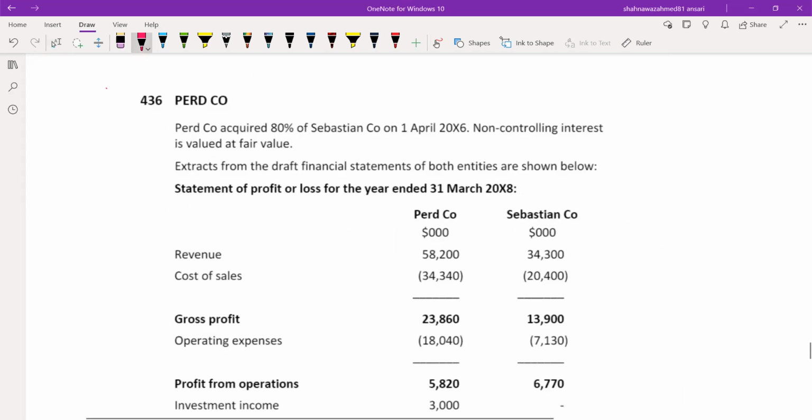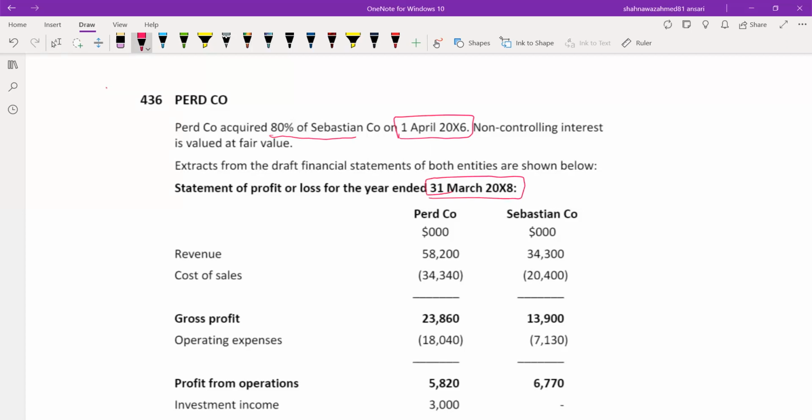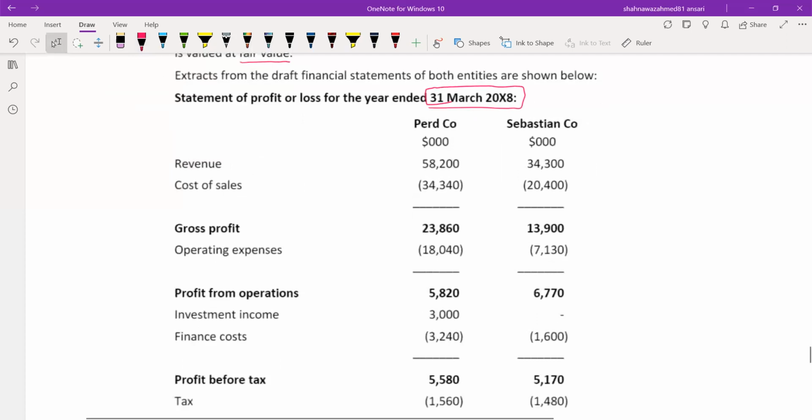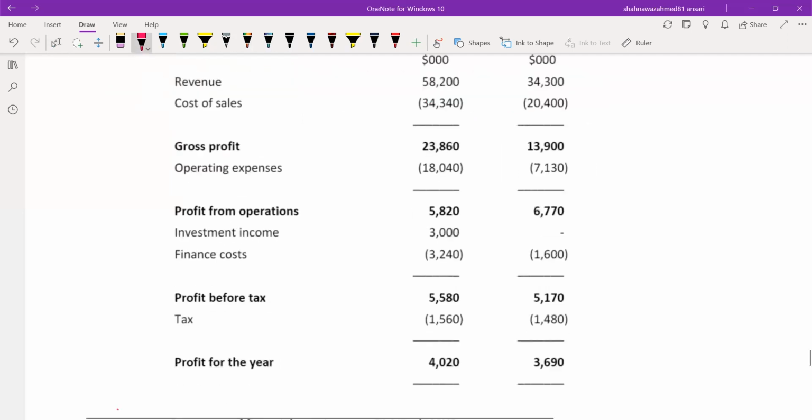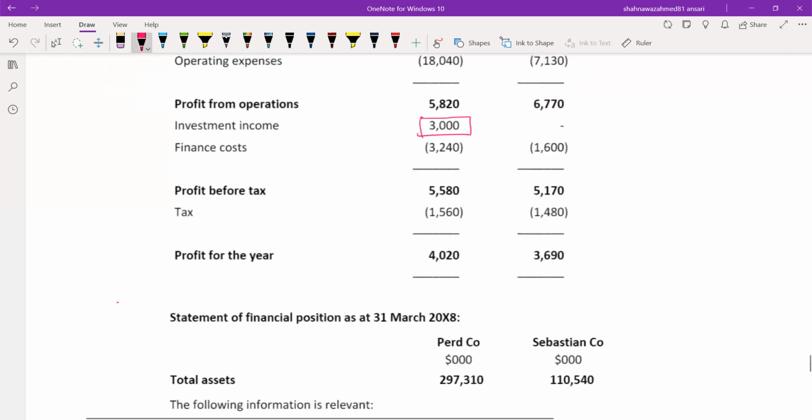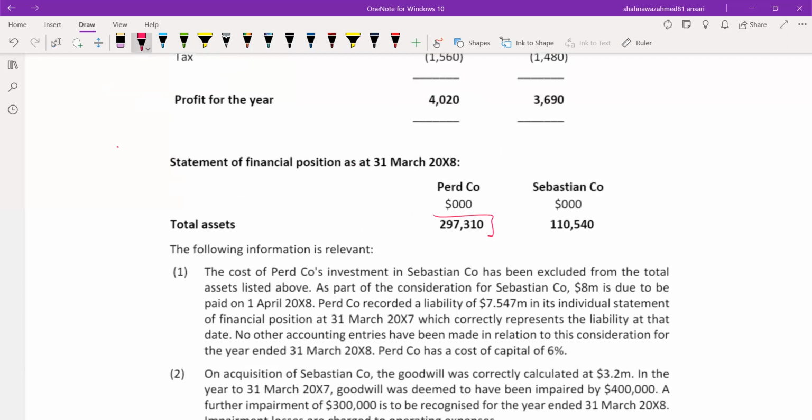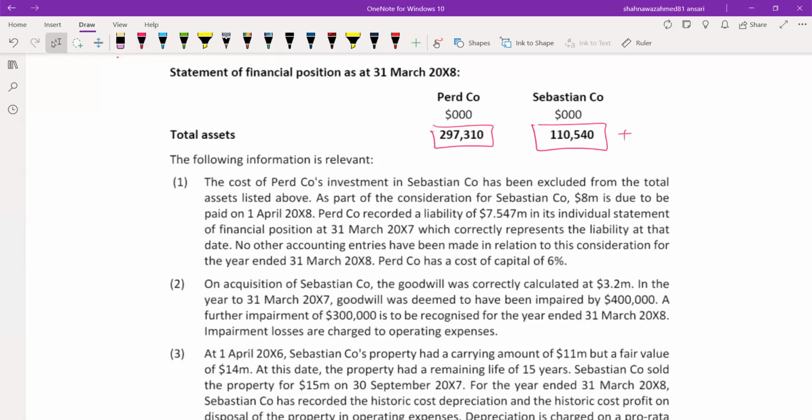Now let's see what is the acquisition detail. P acquired 80% share of S on 1st April 20x6 and it's March 20x8. So it's a full year acquisition. NCI is valued at fair value. Extracts have been given, profit and loss account, revenue, cost of sales, operating expenses, investment income. This is something we need to consider. We have profit for the year. We have total assets of both parent and subsidiary. We need to do some adjustments. Now see, adjustment number 1.